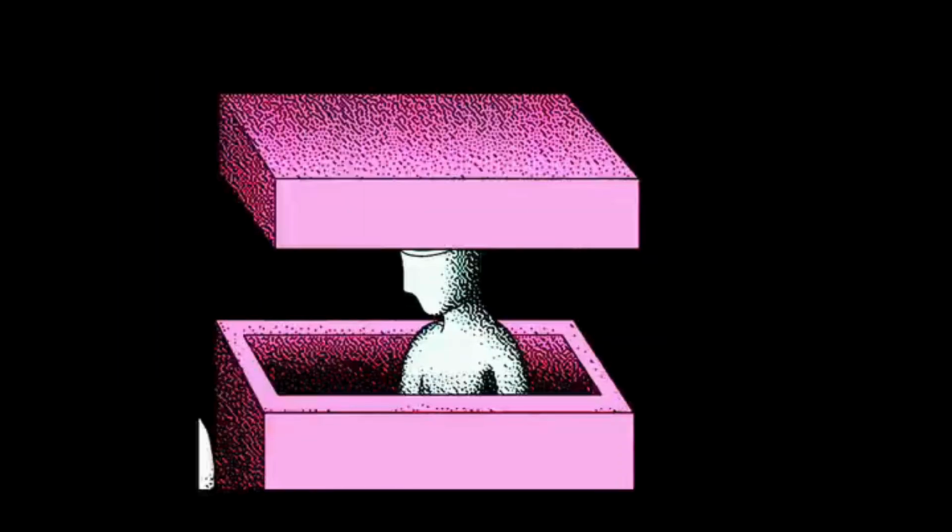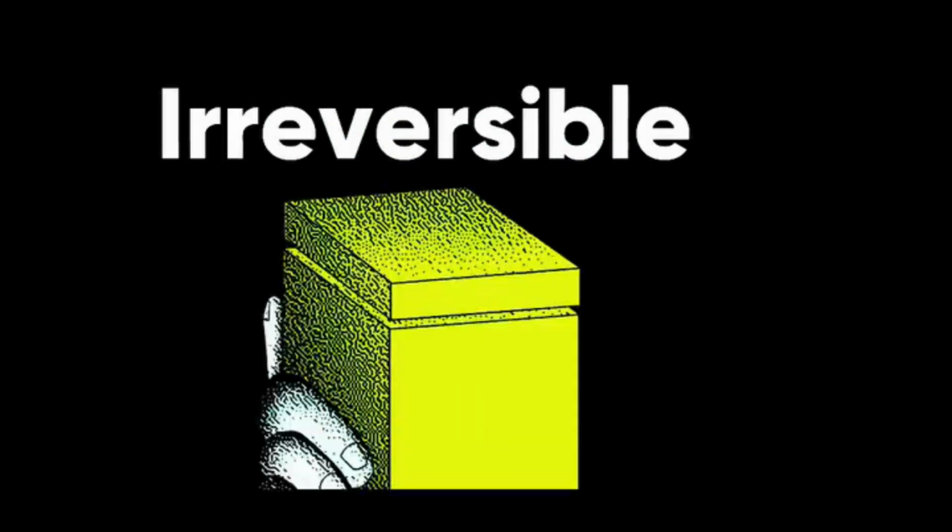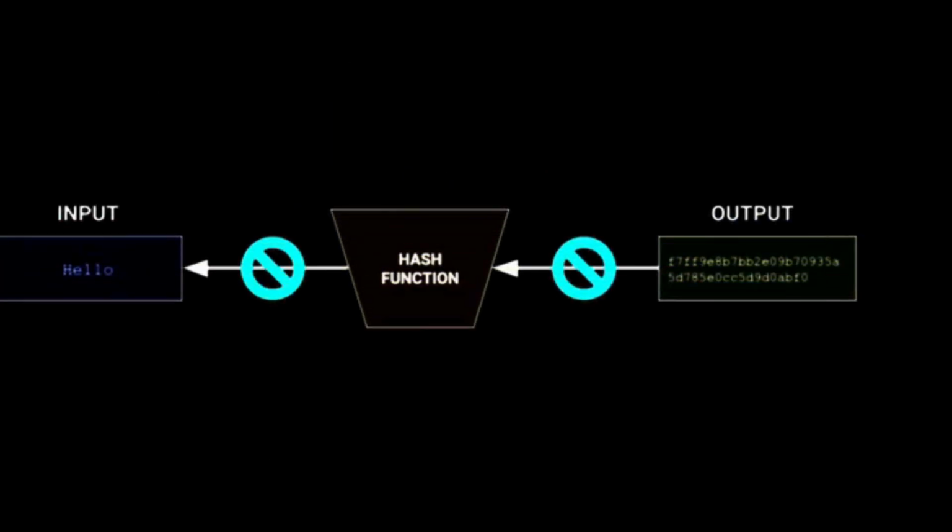The interesting thing about hashing is that it is irreversible. That means you cannot get back the original text from the hash. This is different from encryption, where you can decrypt the text using a key. Let me show you an example.